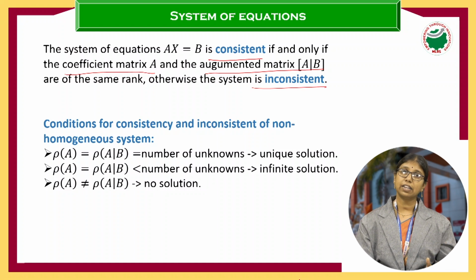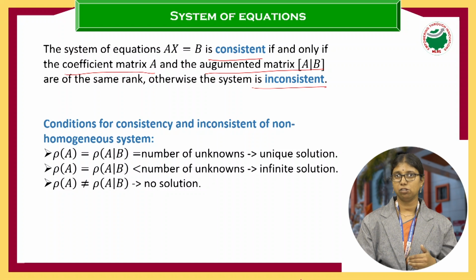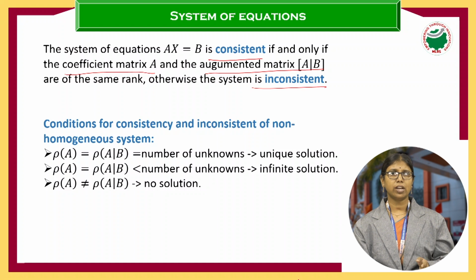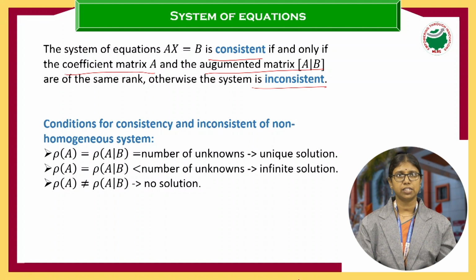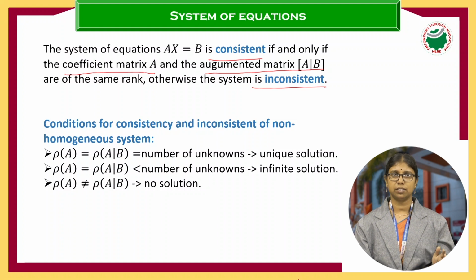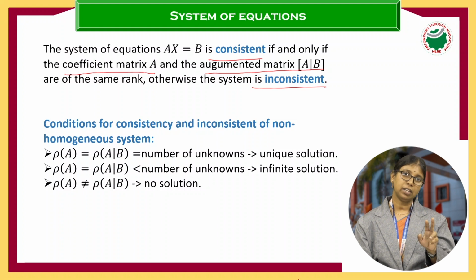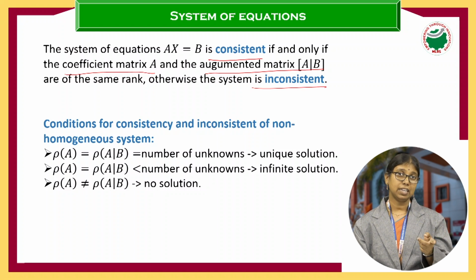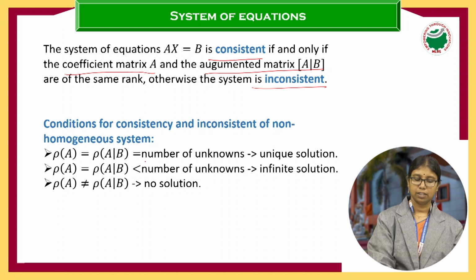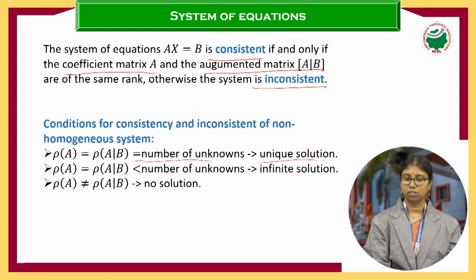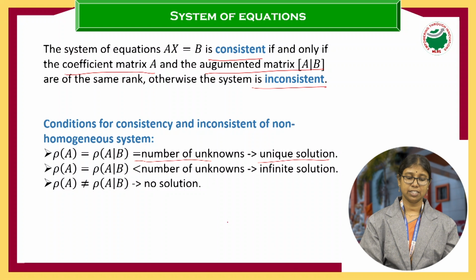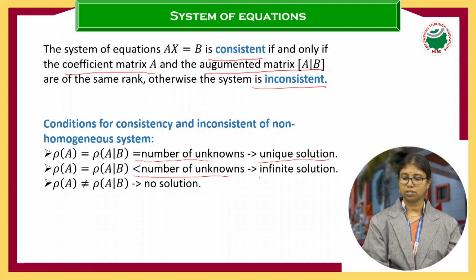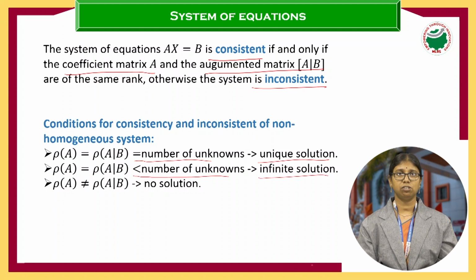In case of consistency, you have to find the solution, like how we did in homogeneous. Here also you have to solve for the solution in non-homogeneous. So we'll follow the same procedure. If both the ranks are equal and equal to the number of unknowns, then the system has a unique solution. If it is less than the number of unknowns, the system has infinite solutions.